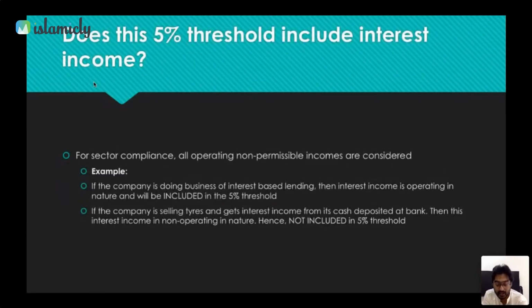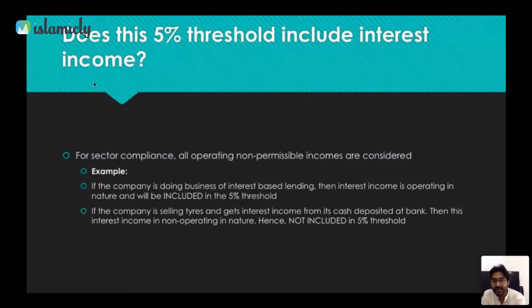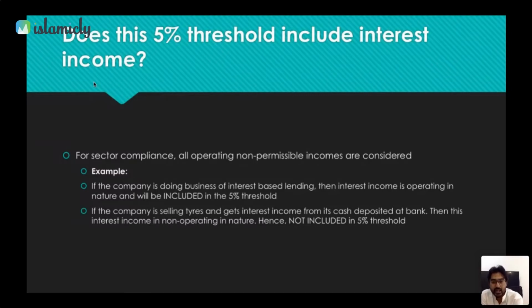Now, another interesting question that we always get is, does this 5% threshold include interest income? Okay, let's look at that question. For sector compliance, all operating non-permissible incomes are considered, as I have said earlier as well. For example, if the company is doing business of interest-based lending, then interest income is operating in nature and will be included in the 5% threshold. But if the company is selling tires and gets interest income from its cash deposited at a bank, then this interest income is non-operating in nature, hence not included in the 5% threshold.